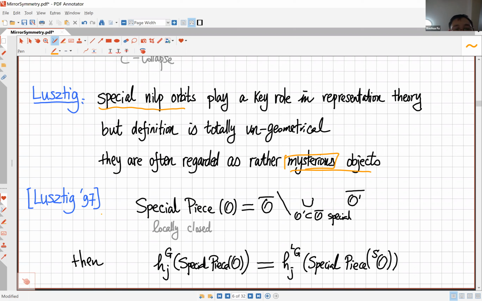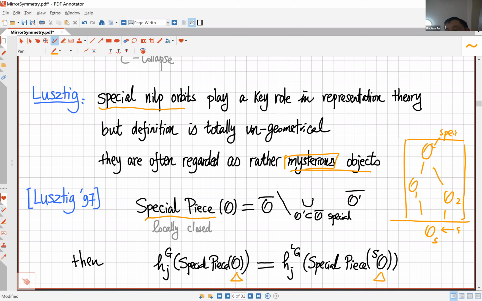And also Lusztig had something for this Springer dual. He defined something called a special piece. It's just a locally closed subvariety. So if you take O, and then O1, O2, and so on, and then he takes out all of the special ones, and then he considered only the pieces with non-special orbits. So this is special, and other orbits are not special, and here this is special again. And he just keeps track of this locally closed subvariety.